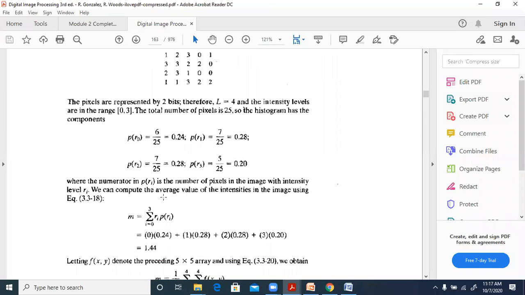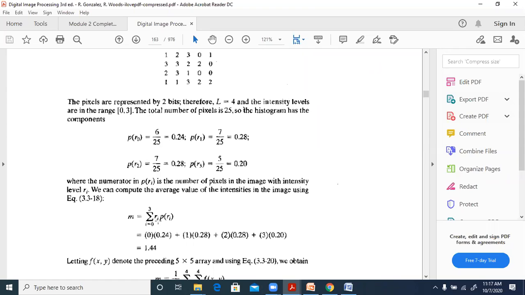Now, if you substitute that in the formula for the mean of the intensities, then we will get sigma i equal to 1 to 3 Ri PRi. Ri just means, 0 number of times, 0 is appearing, 6 number of times out of 25, that is 0 into 0.24 is what we have written here.